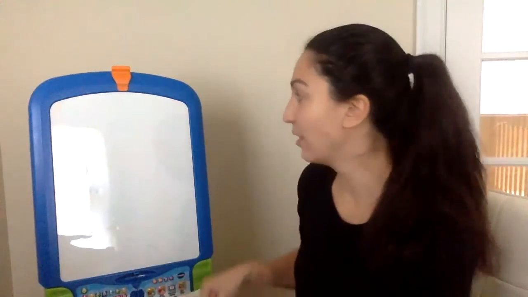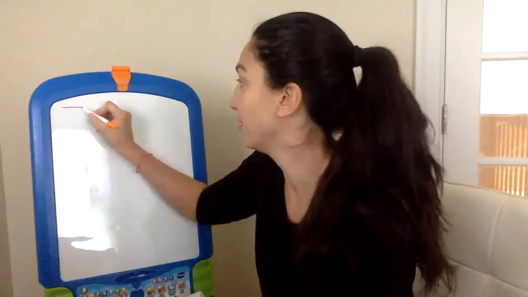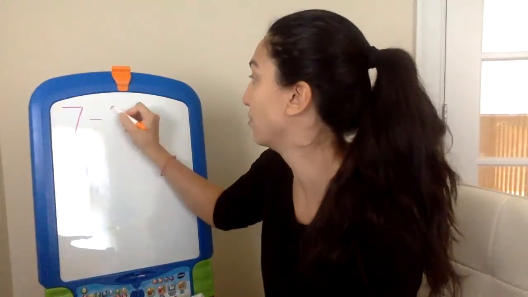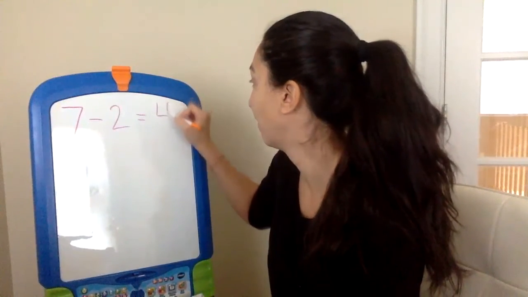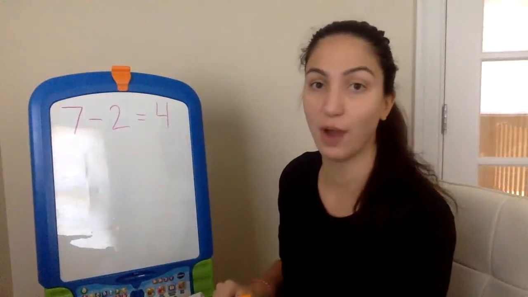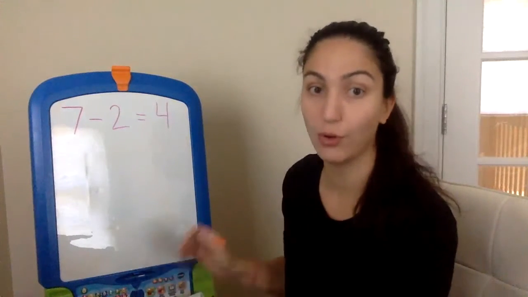Good morning, friends. Today we're going to be working on finding the unknown number and making equations true. So I'm going to write an equation here on the board. 7 minus 2 equals 4. And I want you to figure out if this equation is true or false.